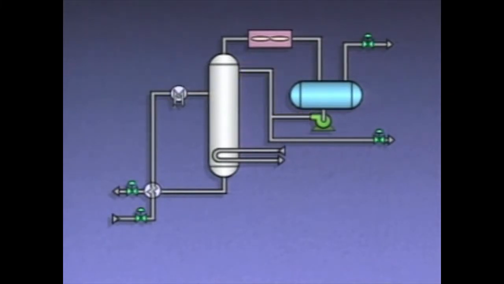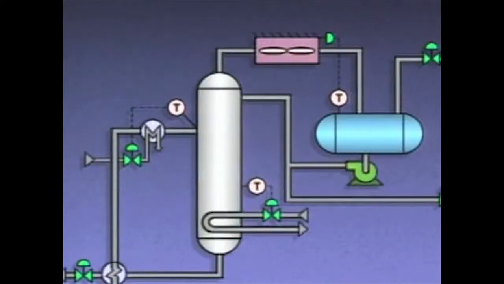Primary energy flows are controlled by a reboiler temperature control loop, a feed preheater temperature control loop, and a condenser temperature control loop. The reboiler temperature control loop controls the amount of heat that is sent to the tower. This temperature control is accomplished by regulating the flow of steam through the reboiler.